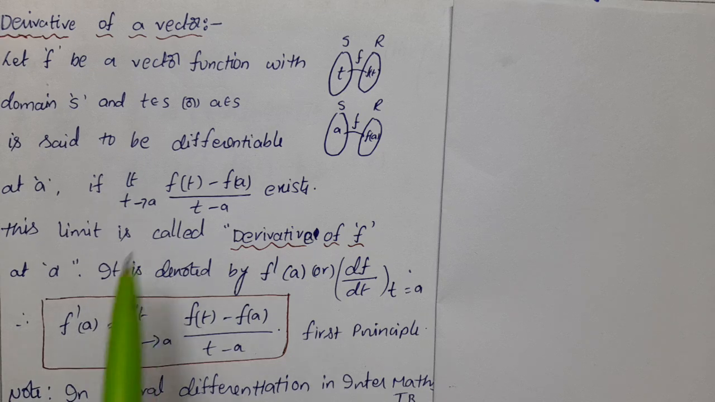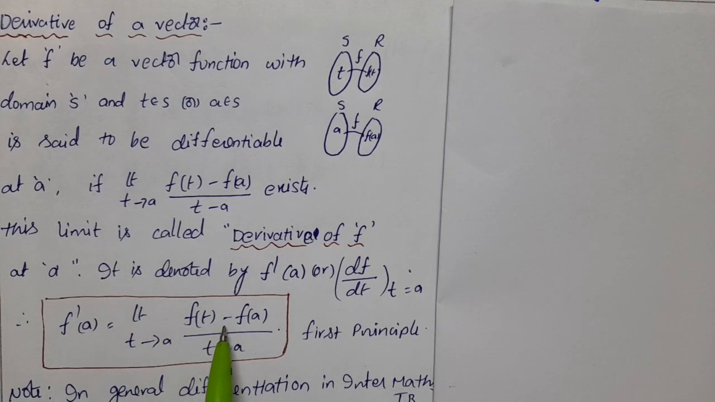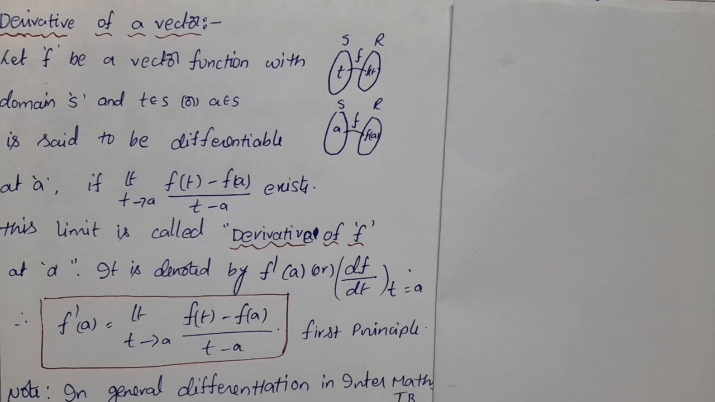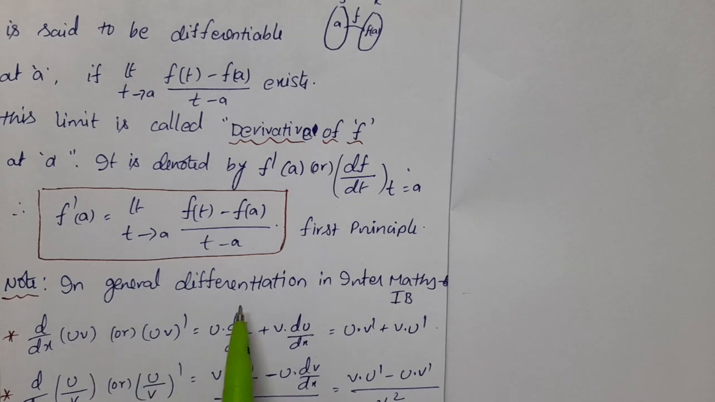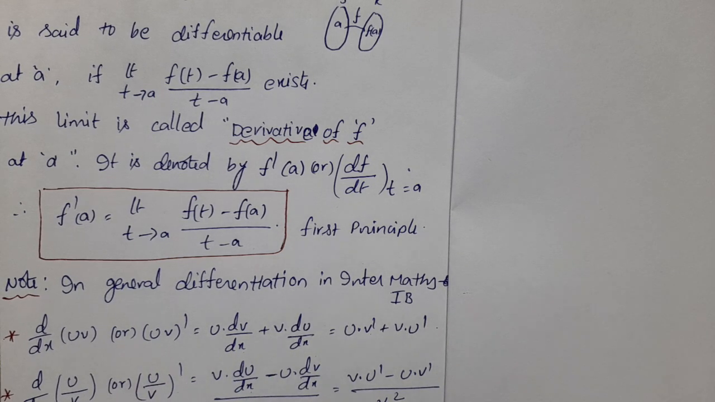Therefore, f dash of a equals the limit as t tends to a of (f(t) minus f(a)) by (t minus a). This formula is also called the first principle in the Intermediate 1b differentiation chapter. Note, in general differentiation in Intermediate 1b, the derivative of uv, the product of two functions, can be written as (uv) dash equals u into derivative of v plus v into derivative of u, equal to u v dash plus v u dash.